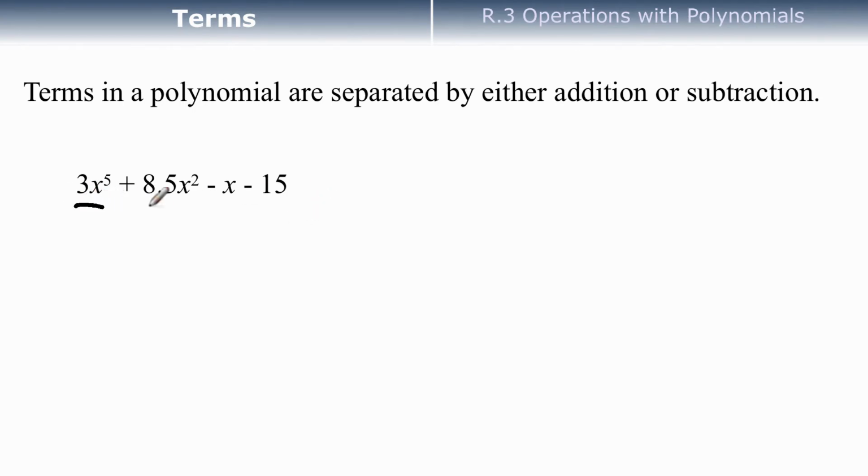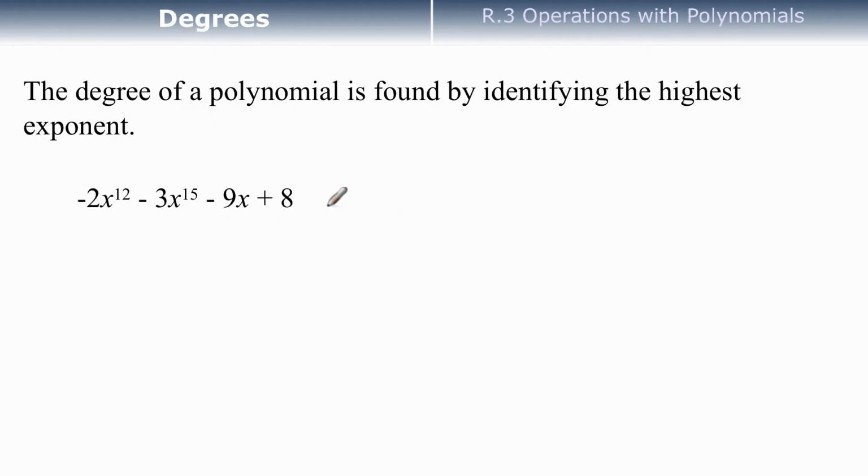There's one term there. Here's an add or a subtract, so that separates this term from this term. A subtract separates this one from this term. Another subtract separates that. So in this term here, it's a 4-term polynomial. I guess you could call it a quadrinomial. We'll just call it polynomial for now.